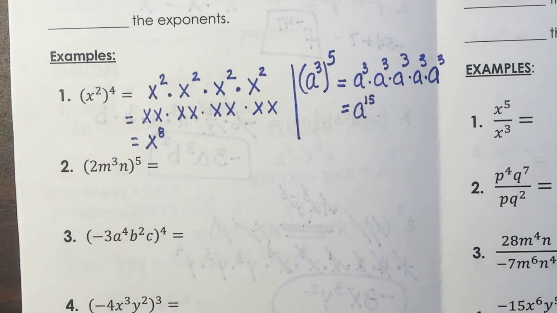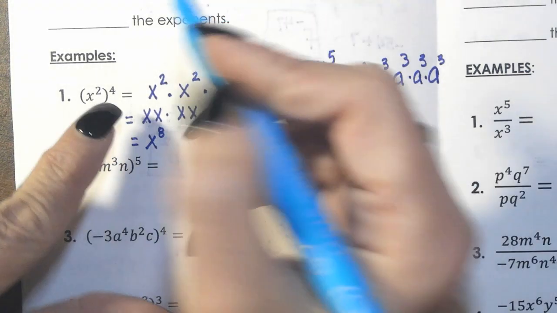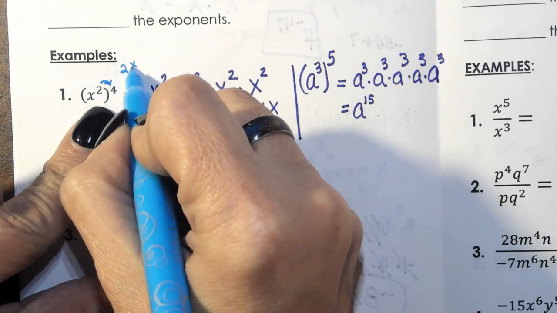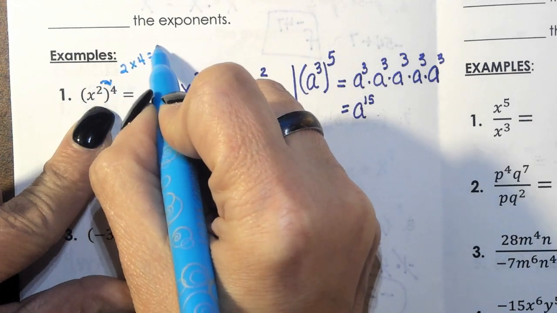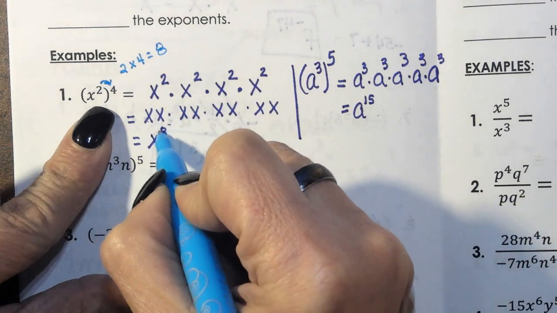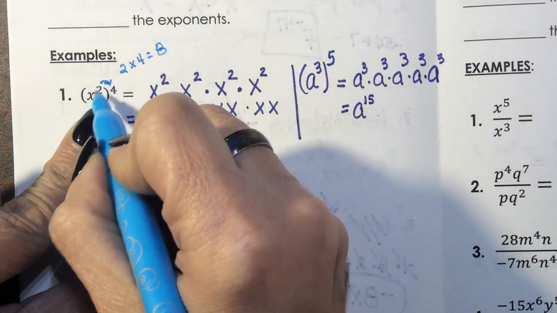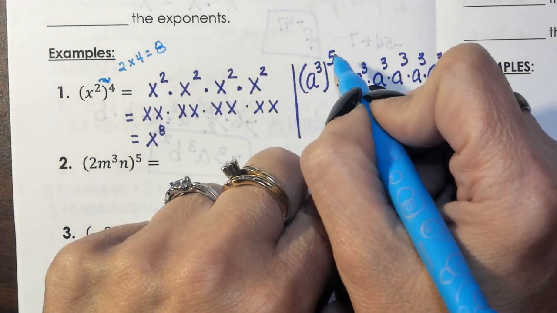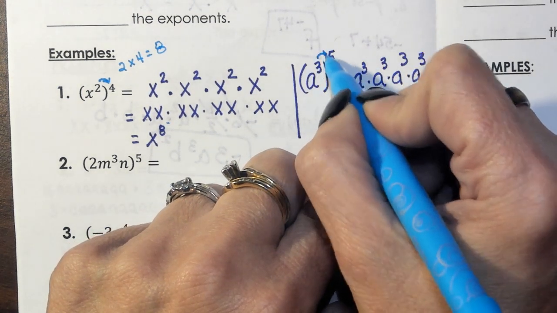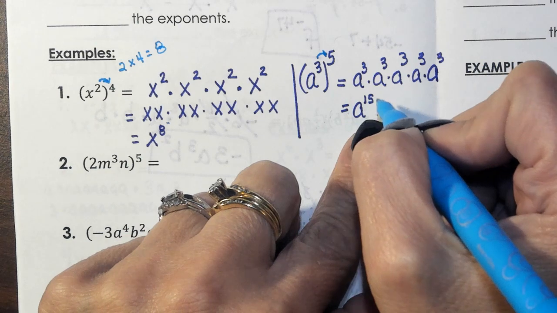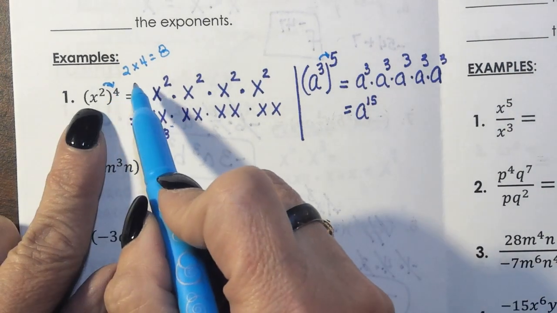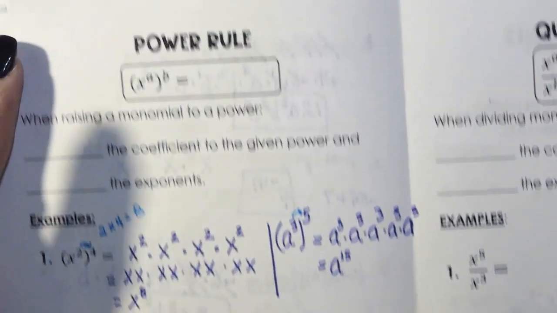Okay, do you know the rule now? Do you think you got it? Well, let's see. What is 2 times 4? That would be 8. Oh, looky there, there's 8. 2 times 4 is 8. What is 3 times 5? I'm going to draw a little arrow. 3 times 5? It's 15. So that means when you have a power to a power, you are multiplying.